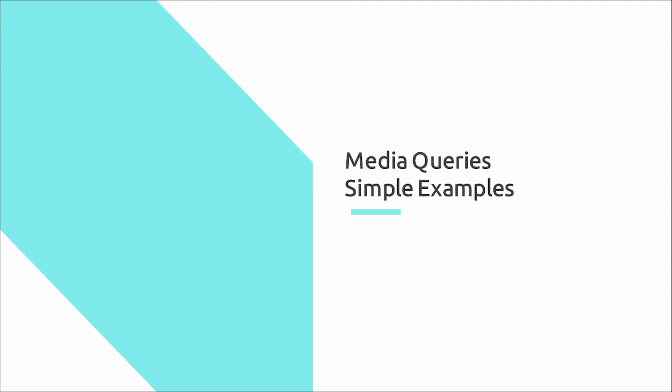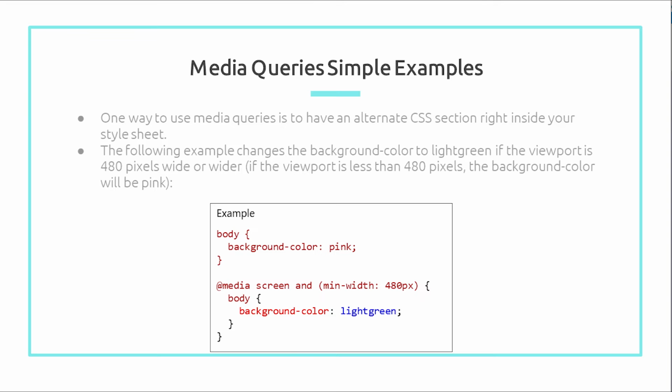Media queries, simple examples. One way to use media queries is to have an alternate CSS section right inside your style sheet. The following example changes the background color to light green if the viewport is 480 pixels wide or wider. If the viewport is less than 480 pixels, the background color will be pink.